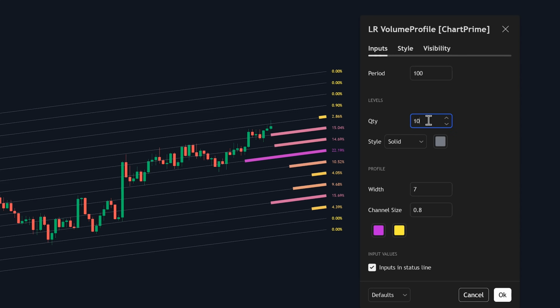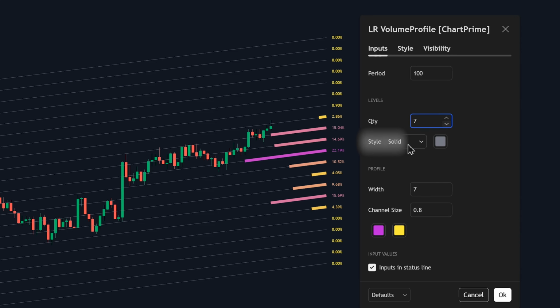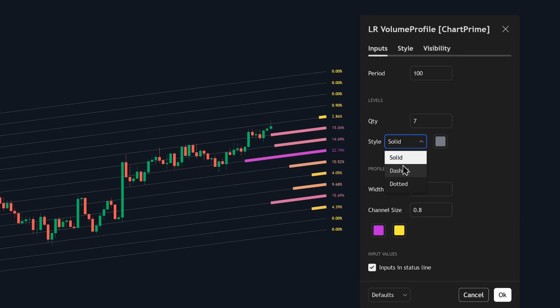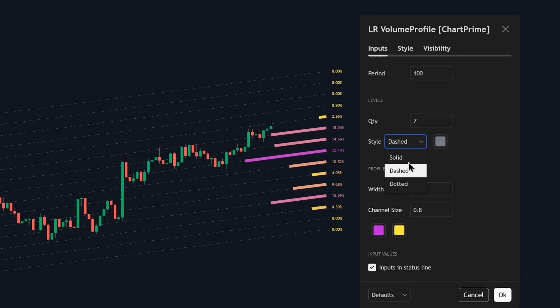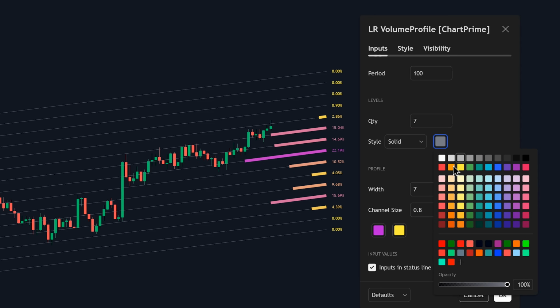Right below that, you've got Style, showing solid selected. This lets you pick how those level lines look. You know, solid, dashed, or dotted, whatever suits your eye, and you can probably change their color too with that little box next to it.